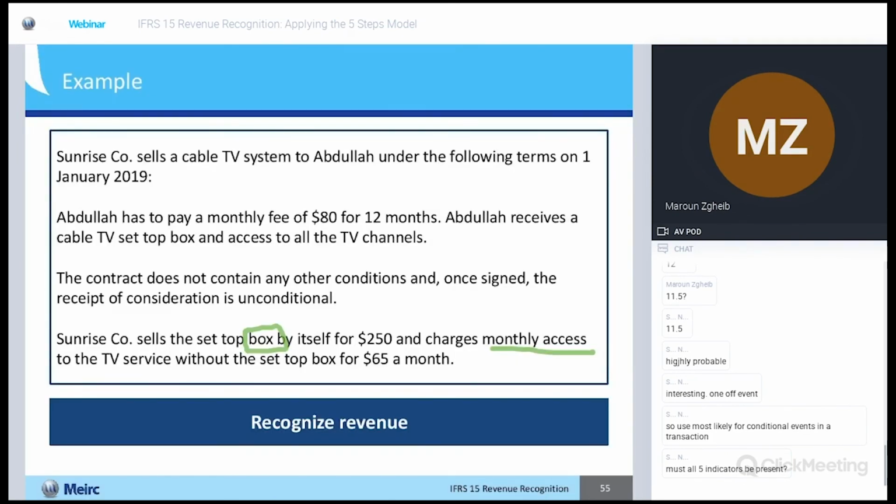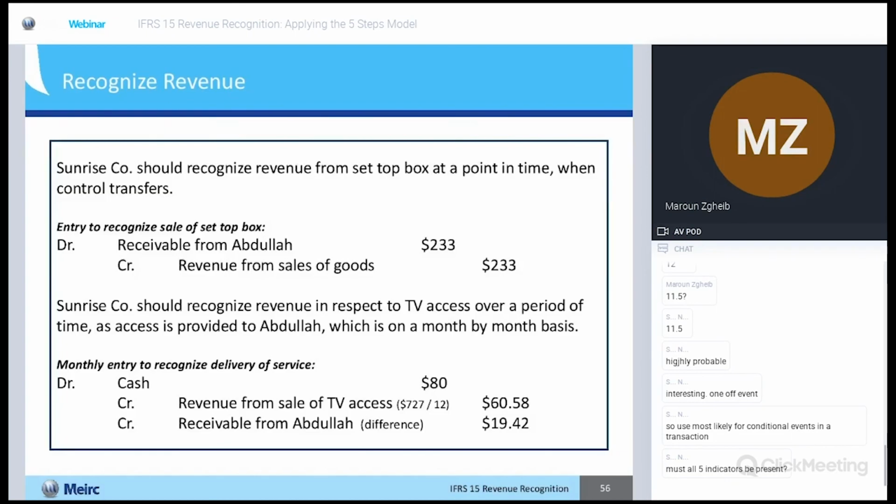So going back to our example, the box is transferred at a point in time. The monthly access is satisfied over a period of time. So here, Sunrise Company should recognize revenue from the box at a point in time, which is on the date of delivery. On the date that they delivered the box to Abdullah, they have a receivable from Abdullah for 233, which is the allocated price to the TV box, and revenue of 233.